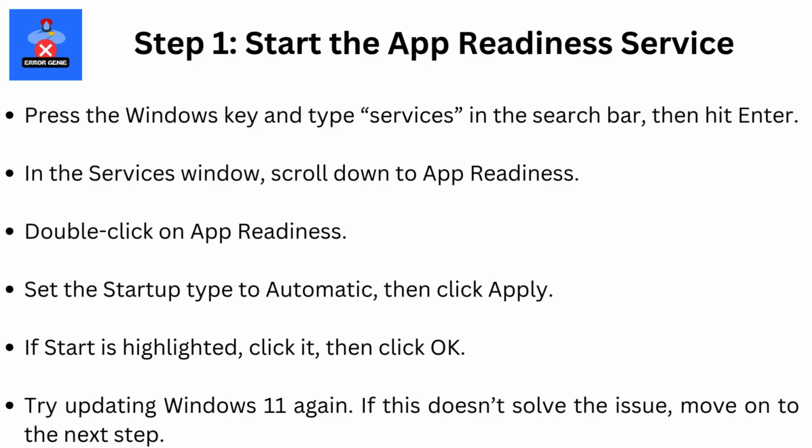Step 1. Start the App Readiness service. Press the Windows key and type Services in the search bar, then hit Enter. In the Services window, scroll down to App Readiness. Double-click on App Readiness. Set the startup type to Automatic, then click Apply. If Start is highlighted, click it, then click OK. Try updating Windows 11 again. If this doesn't solve the issue, move on to the next step.